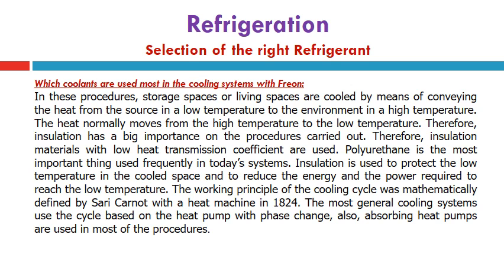The heat normally moves from high temperature to low temperature. This is the heat transfer concept, that heat must transfer from the high temperature level to the lower temperature level. Therefore, insulation has a big importance in the procedure carried out. Insulation materials with low heat transmission coefficient are used. Polyethylene is the most important one used frequently in today's systems. Insulation is used to protect the low temperature in the cooled space and to reduce the energy and power required to reach the low temperature.